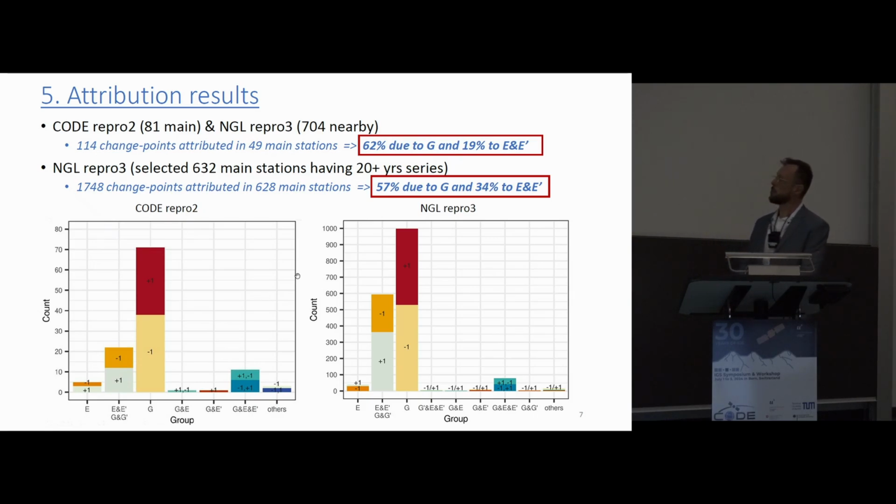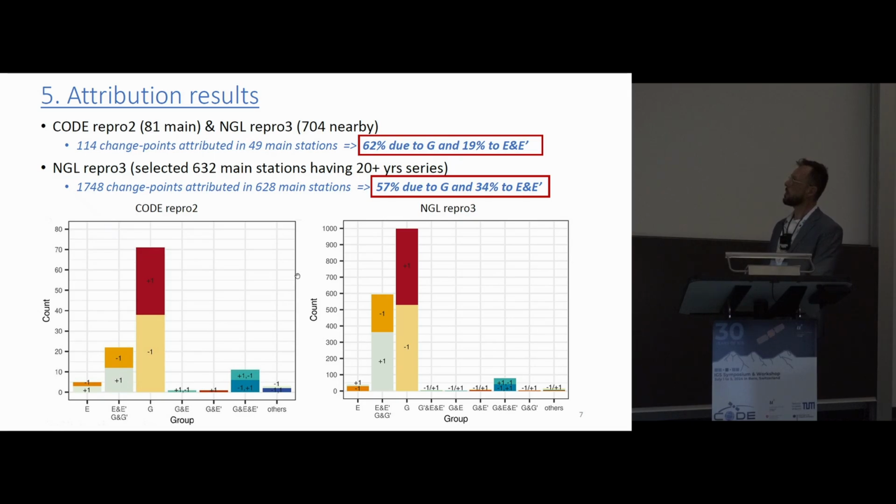Okay, here are the attribution results. I'm showing here for 2 of the data sets, the Code Repro 2 and NGL Repro 3. So the number of stations is different, of course. The number of change points is more or less consistent. And we find that about 60% of the change points could be attributed to GNSS. So double compared to what we could decide from the metadata only.